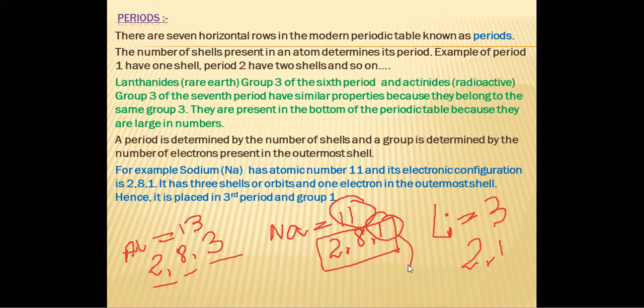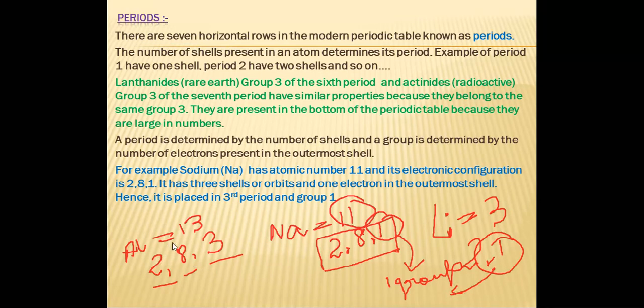So sodium will be present in which group? It will be present in the first group. Sodium is present in the first group. You can check in the periodic table that sodium is present in the first group. For example, in case of lithium, only 1 electron is present in the outermost shell. So lithium will also be present in the first group.